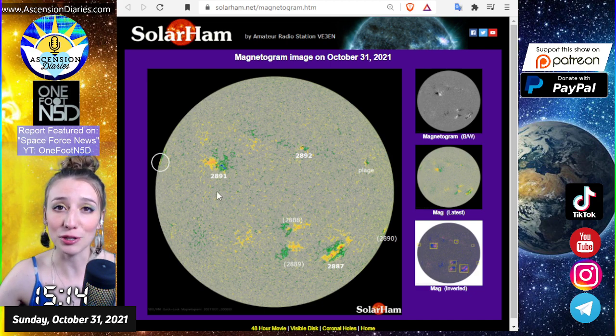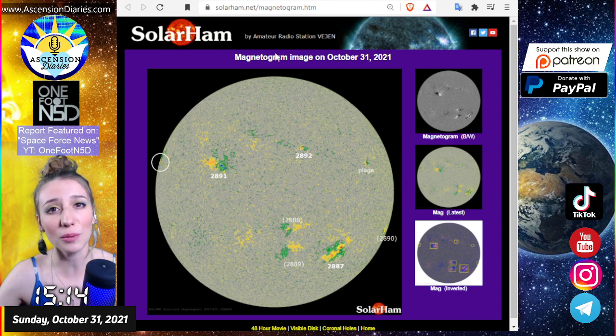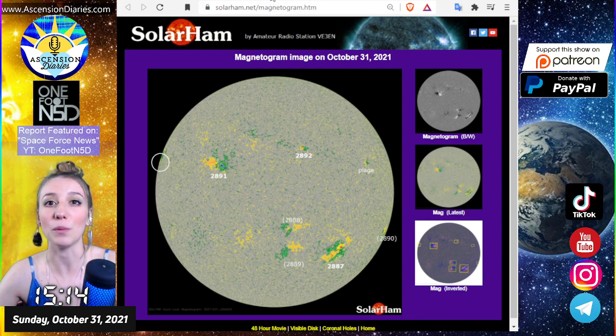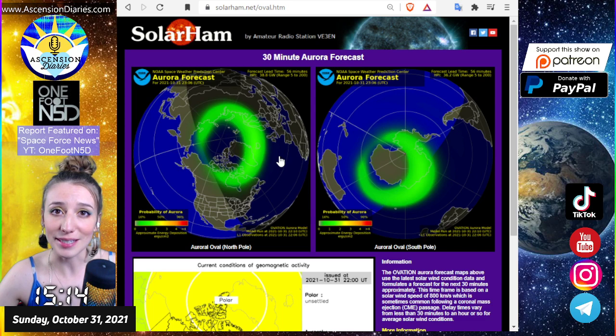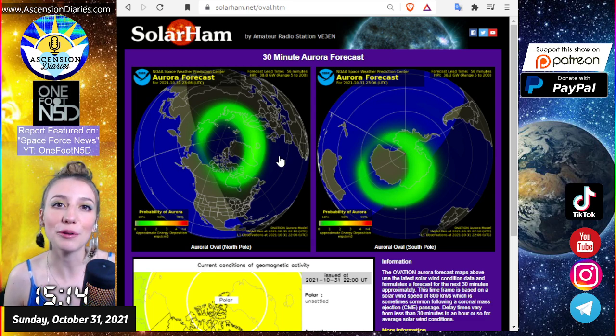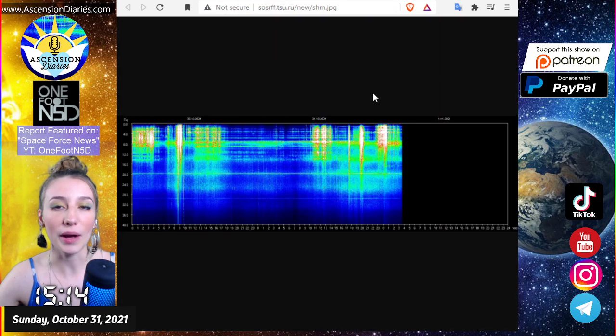So here's what you should be telling people now: there is another sunspot turning to face us, so there could be more solar flares this coming week. And also, you can tell them, go outside and look for the aurora, because right now with the high solar wind, there is more aurora available for us to view. So go ahead and try.